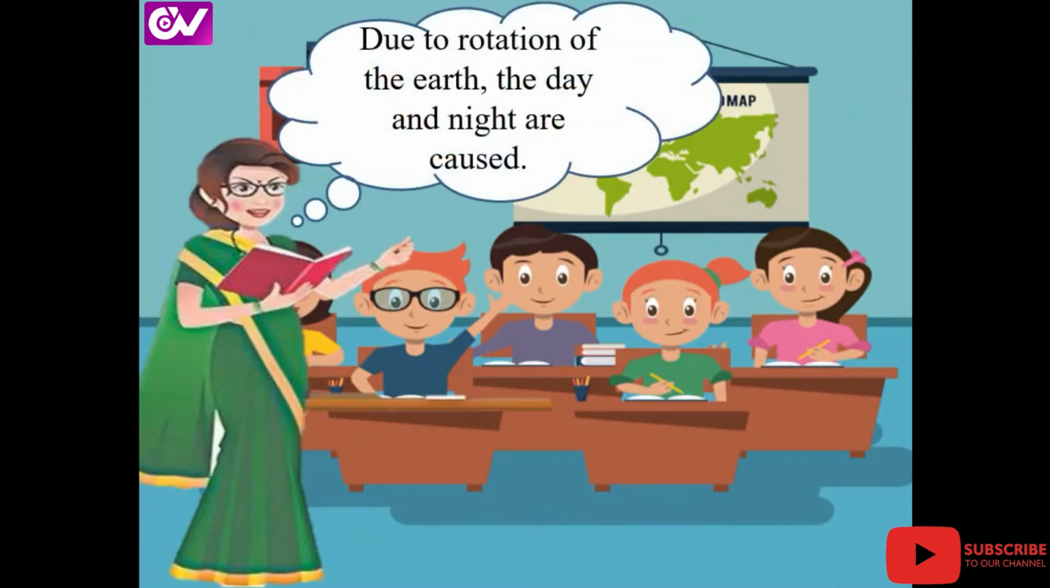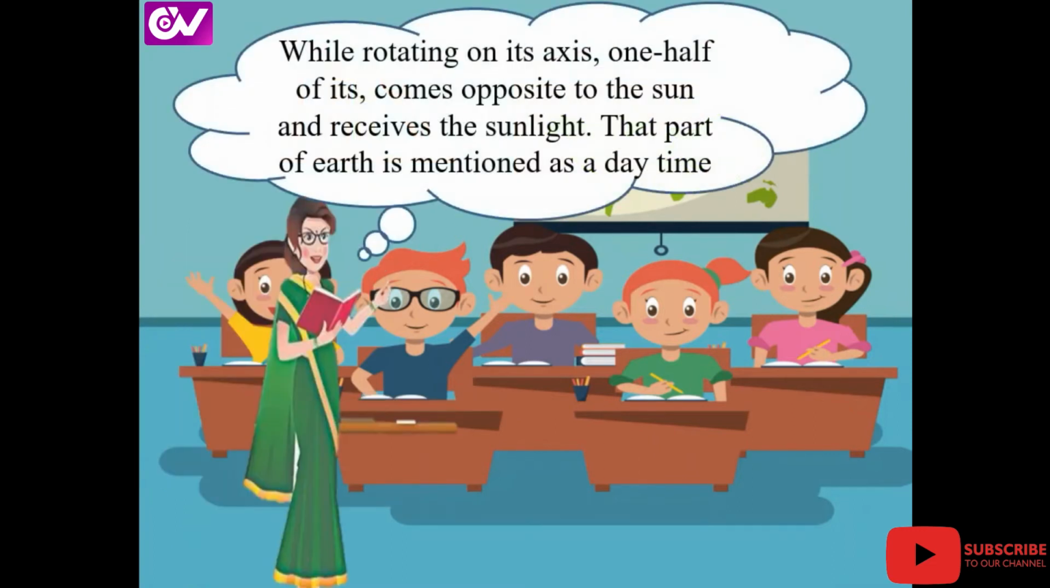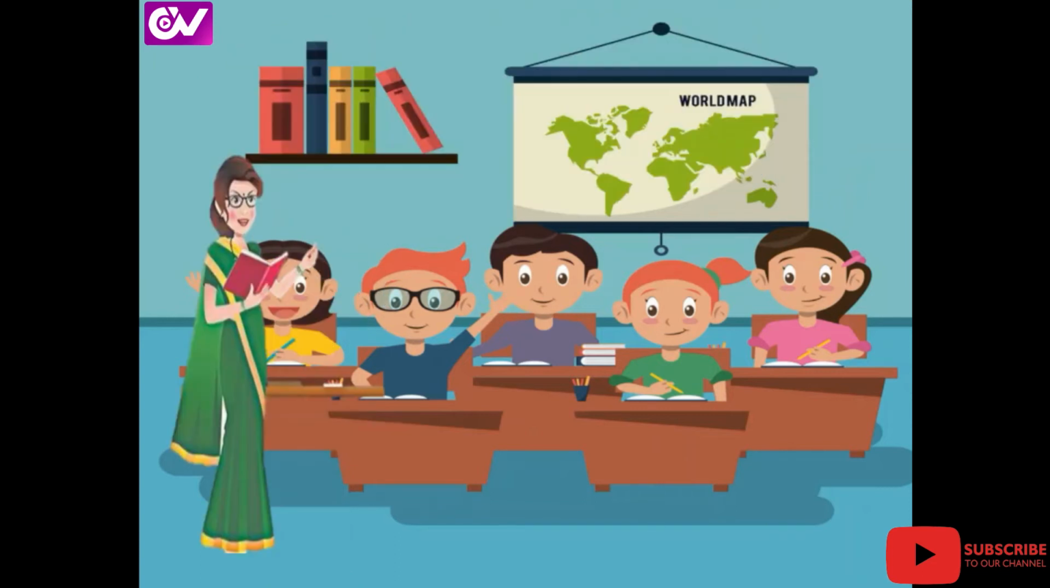Due to the rotation of the earth, day and night are caused. While rotating on its axis, one half of it comes opposite to the sun and receives the sunlight. That part of the earth is called daytime. When we get the sunlight, that time is called daytime. We get the light during that period, so that period is called daytime.